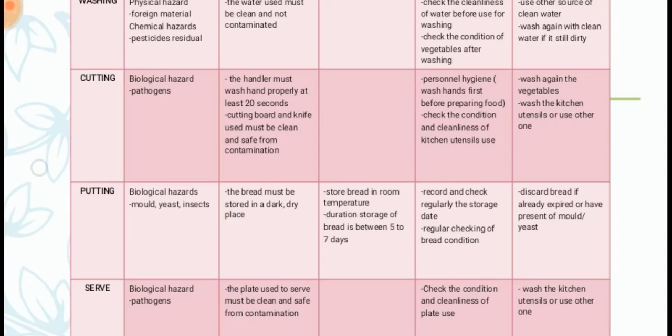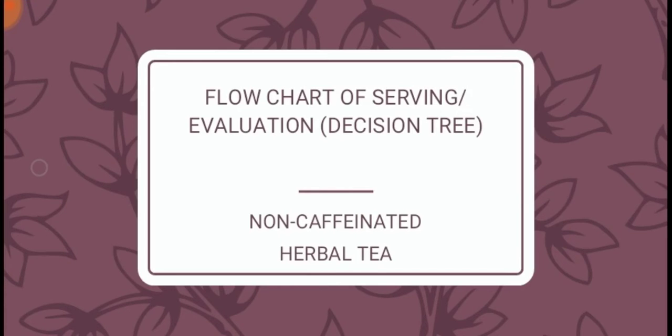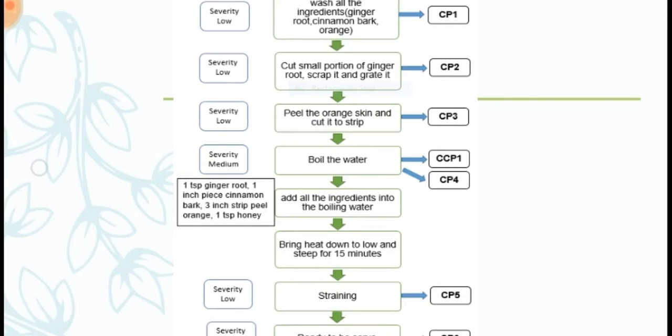Lastly, for the serving, it has biological hazard, where the CP is the plate used must be clean, and for the preventive measure, check the condition and cleanliness of plate used, and for the corrective action, wash the kitchen utensil or use other one. Flowchart of serving for non-caffeinated herbal tea.